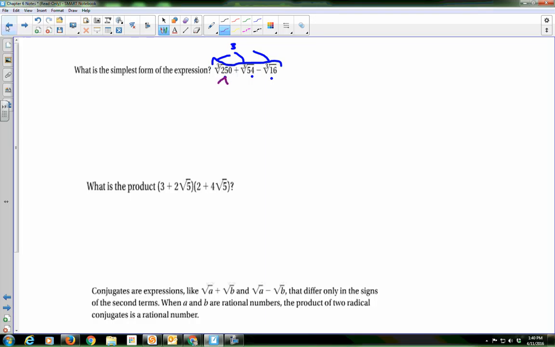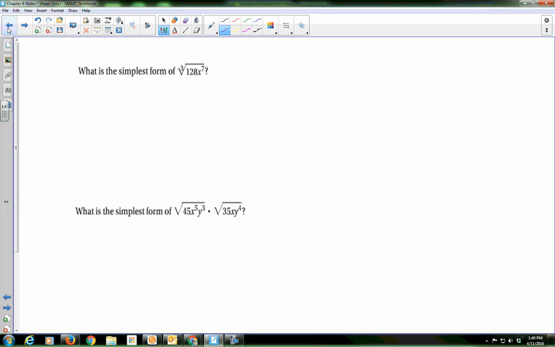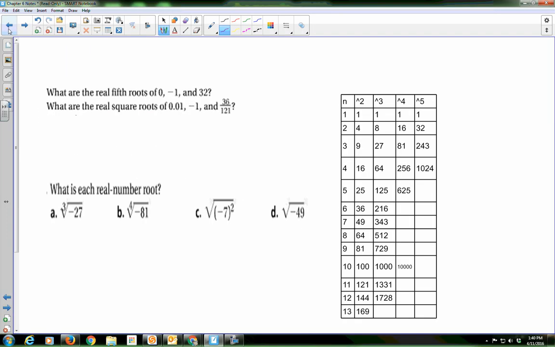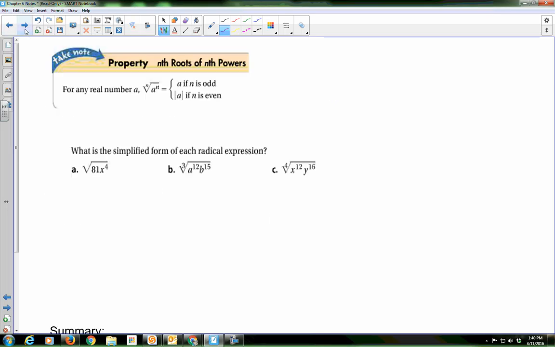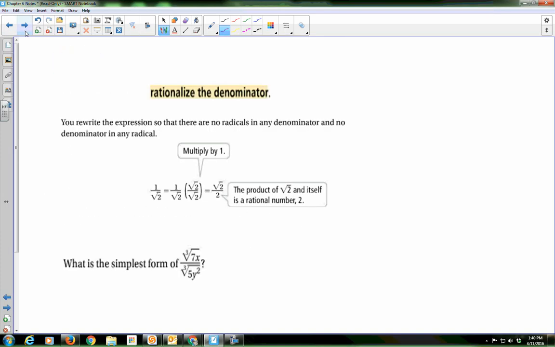We made a chart. Let me show you where that chart went. If you look at this chart and I go to the cubed column, there's some special numbers that we're going to look for out of our cubed column. So 1 cubed is 1, 2 cubed is 8, 3 cubed is 27, 4 cubed is 64, 5 cubed is 125.